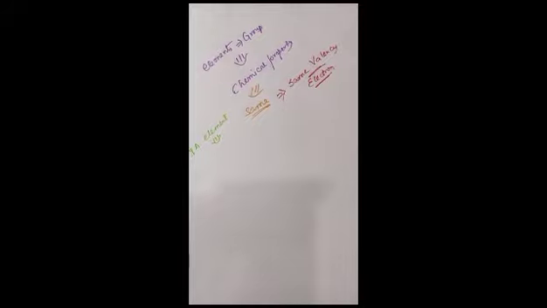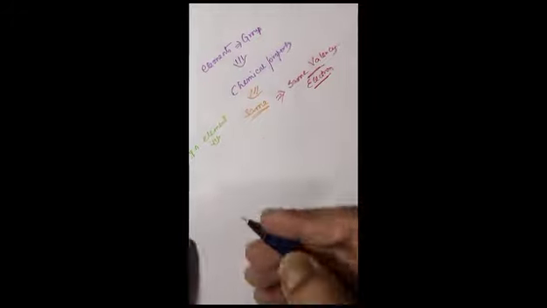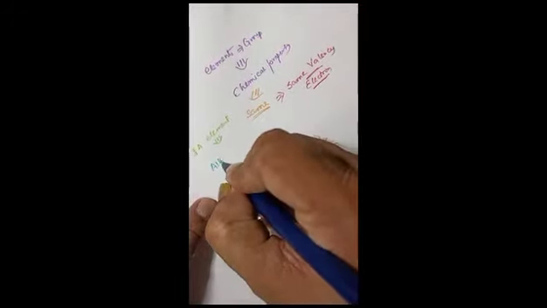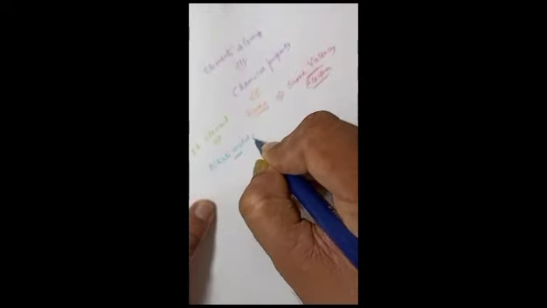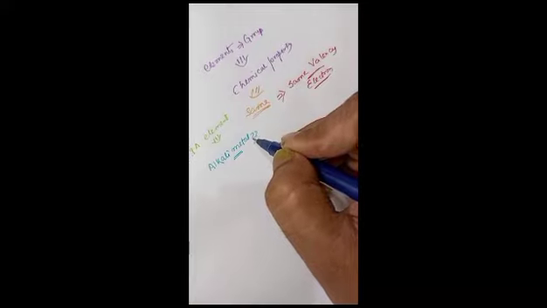Next question arises: why is group 1A element called alkali metal? Why are these called alkali metals?